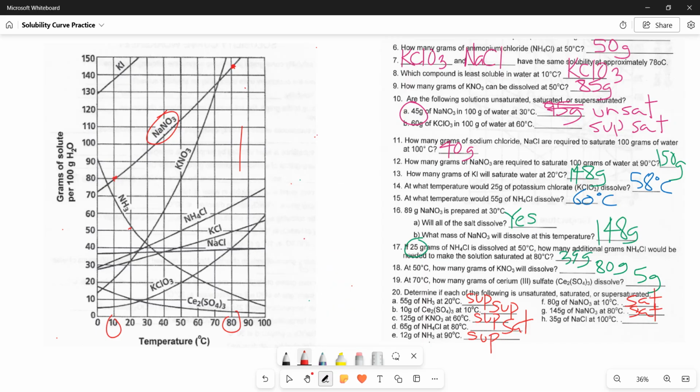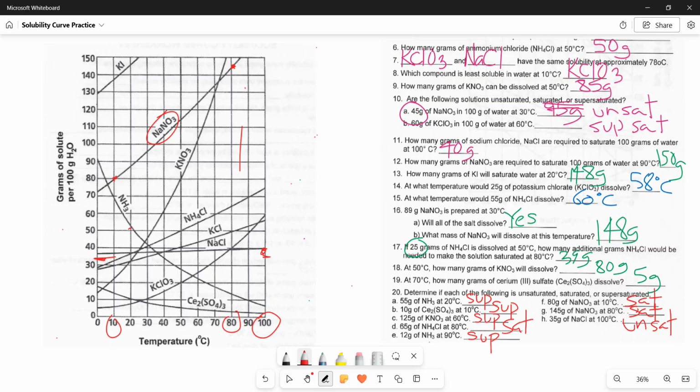And then finally, we have 100 degrees of the sodium chloride, which is going to be right here. And we're going to put in 35 grams. Now, 35 grams is a little bit below where that's at. So this is going to be an unsaturated solution.